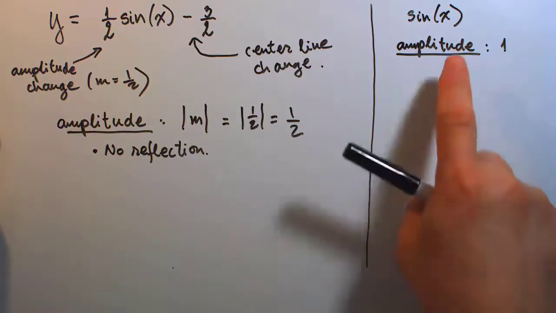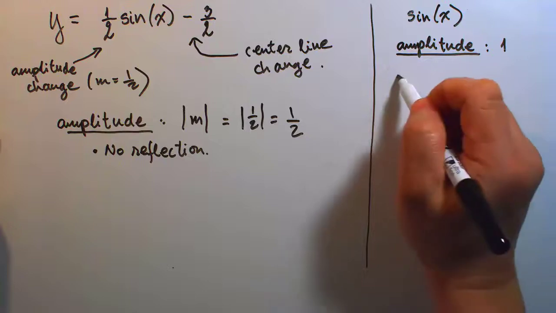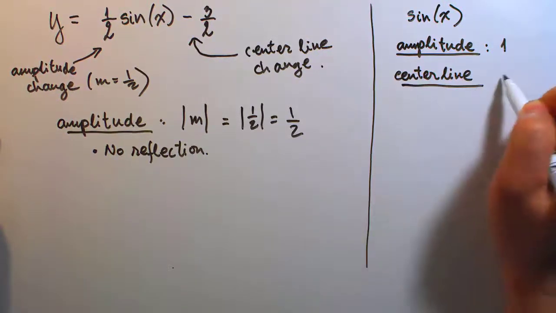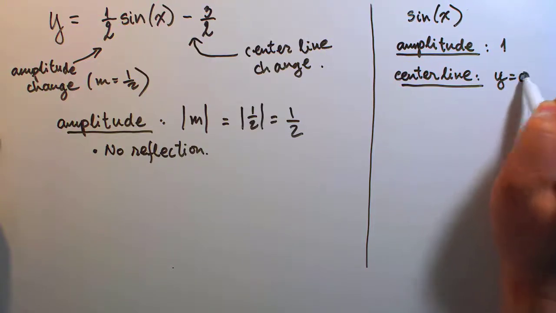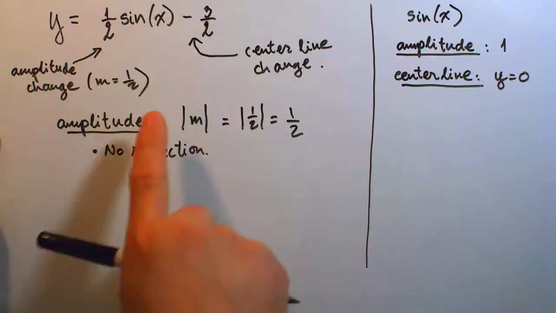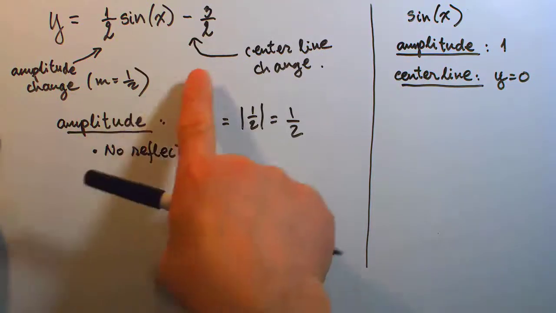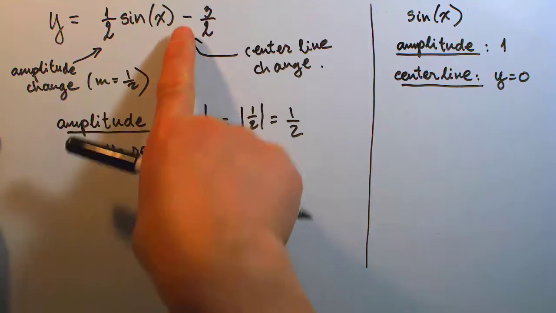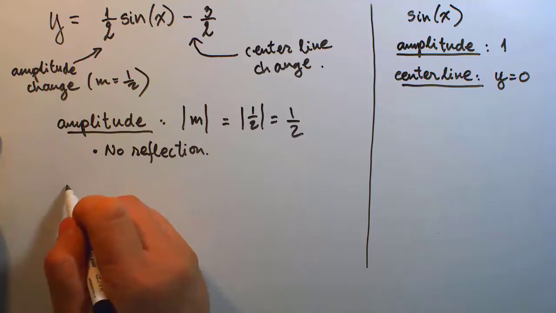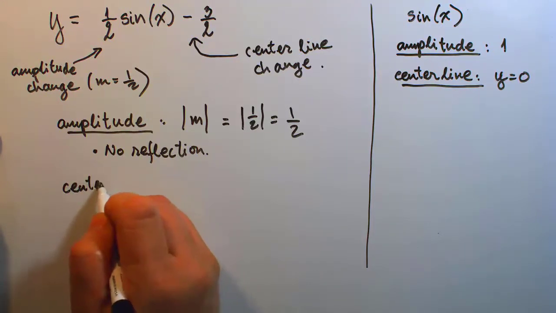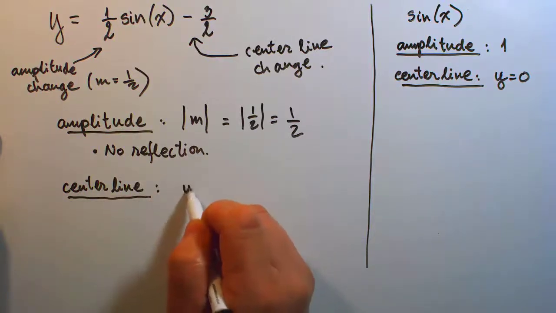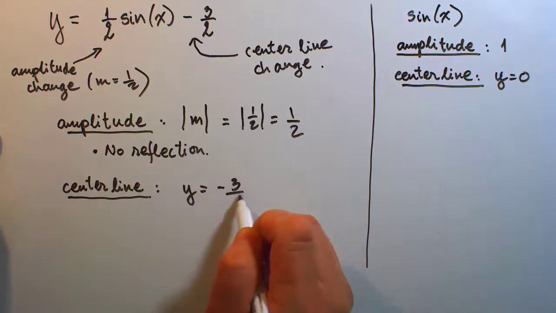Our original sine of x has center line at y equals 0, or the x-axis. And since our function here, after looking at the amplitude, has that subtraction, we subtracted a 3/2 on that, so the center line here is now changed to y equals negative 3/2.